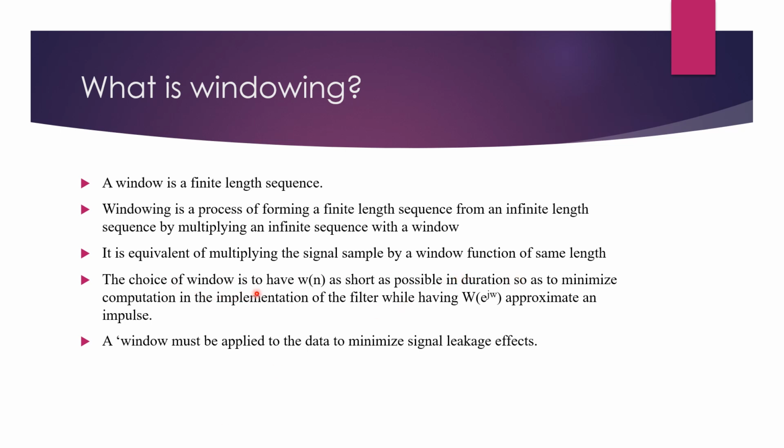The choice of window is to have w of n as short as possible in duration so as to minimize the computation in the implementation of the filter, while having capital W of e to the power j omega approximate an impulse. A window must be applied to the data to minimize the signal leakage effects.